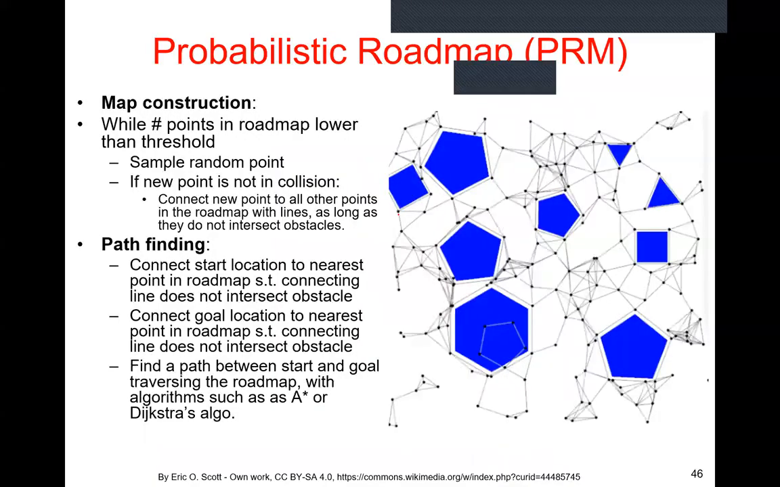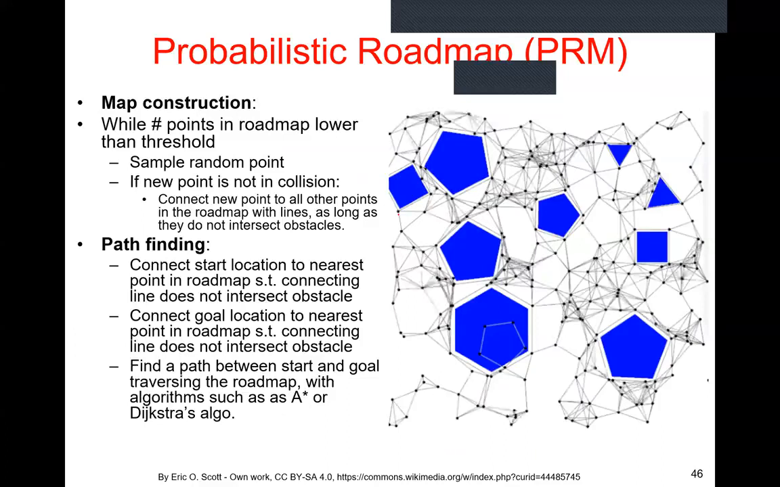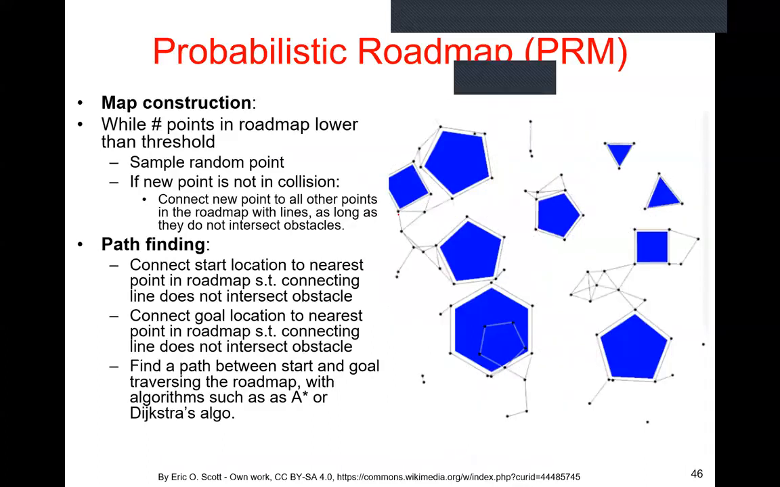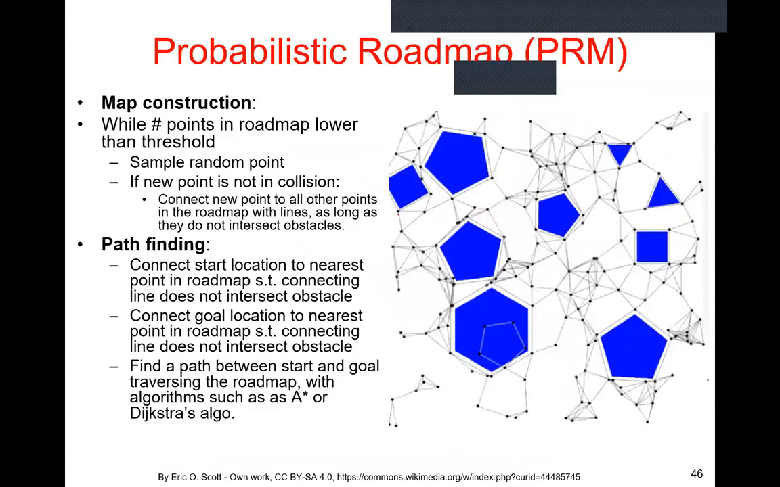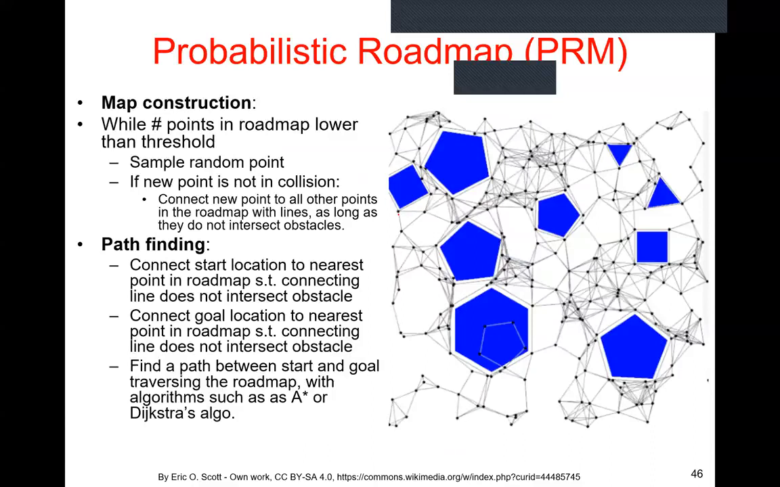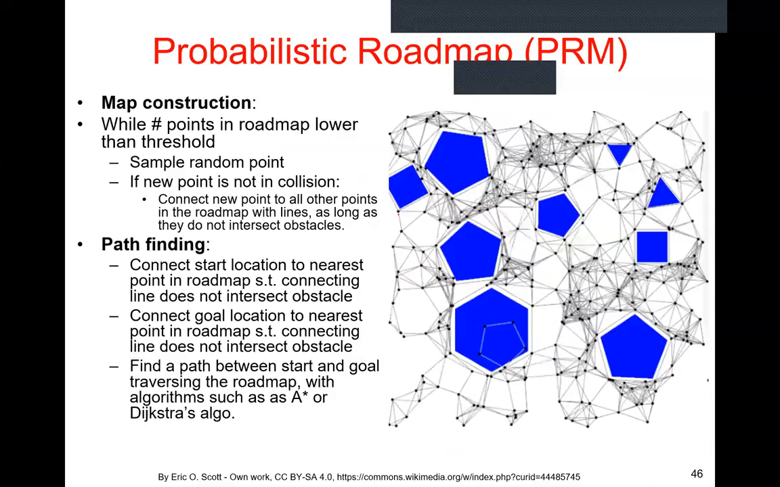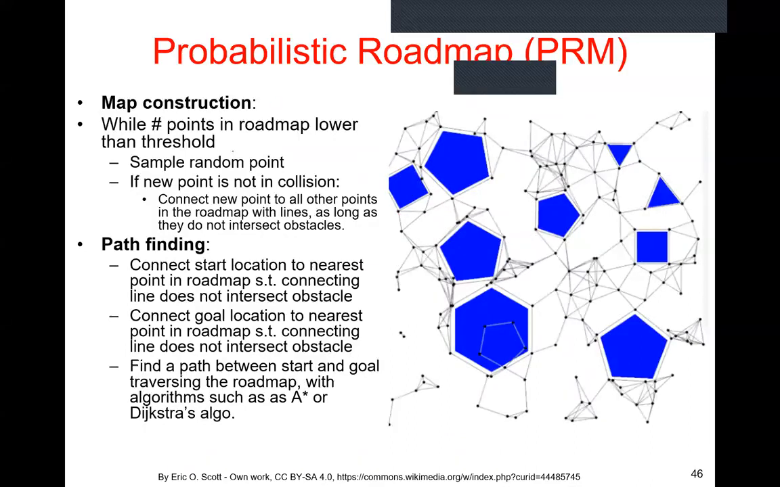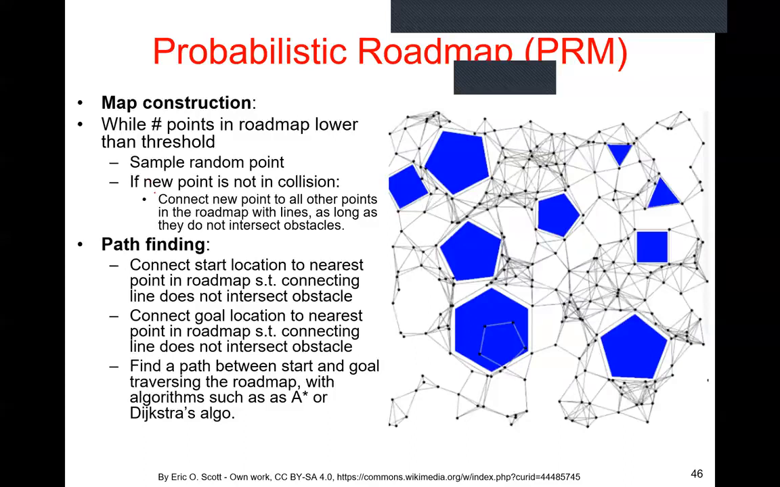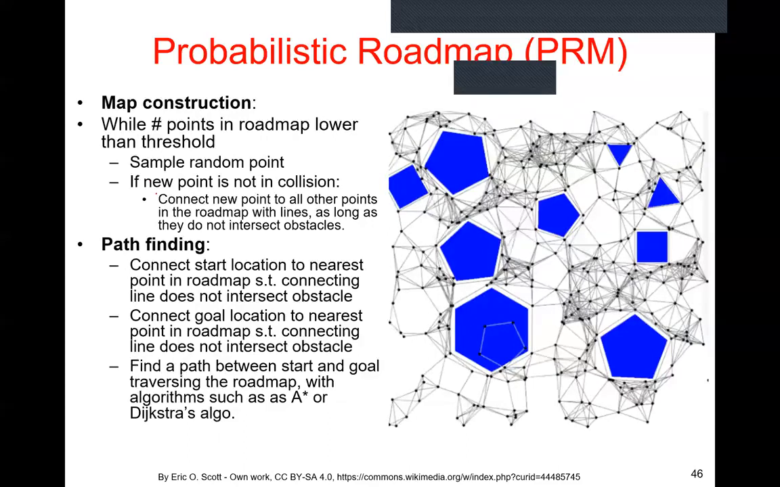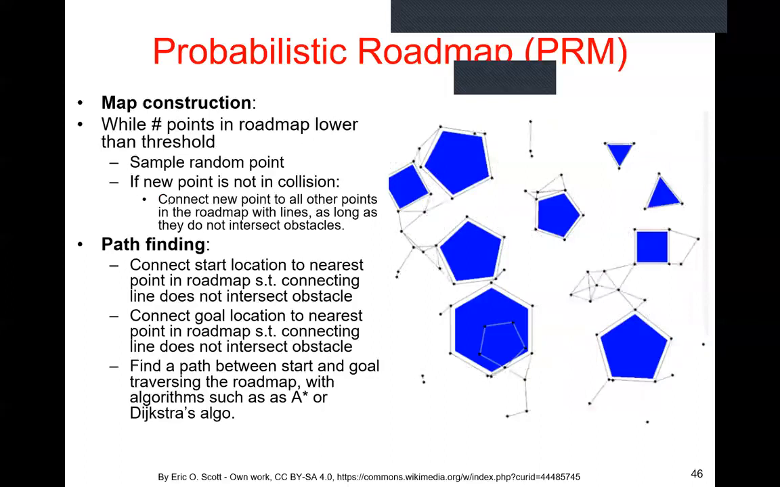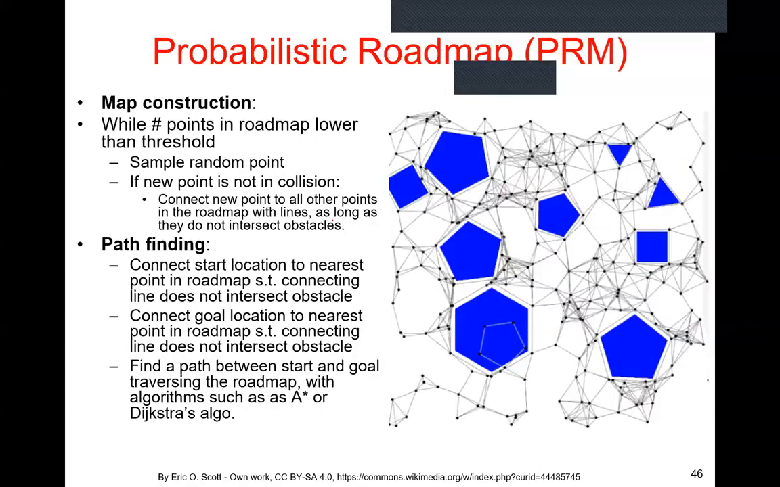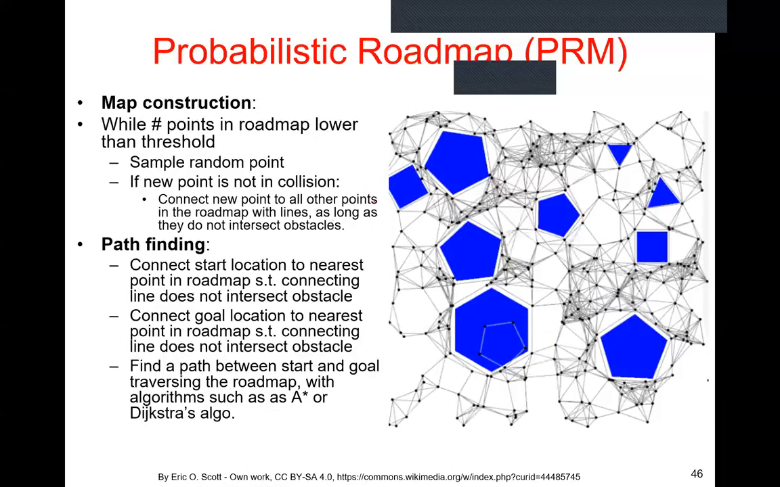So a PRM, probabilistic roadmap, is somehow similar to RRT in that it's also a sampling-based method. It works in 2 steps. The first step is to construct a map. While the number of points in the roadmap is lower than a threshold, sample a random point. If the new point is not in collision with the obstacle, connect the new point to all other points in the roadmap with lines, as long as they do not intersect obstacles.